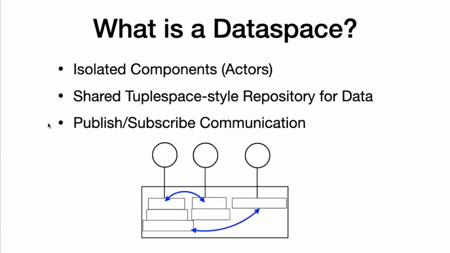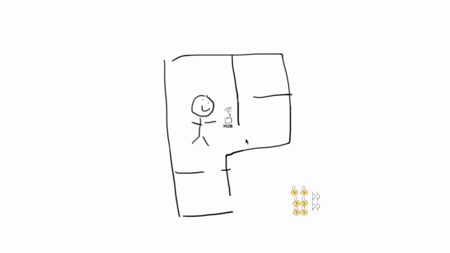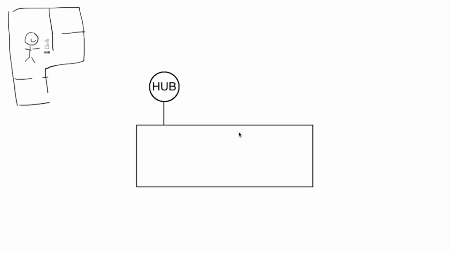I'm going to imagine setting up a smart home lighting system in my apartment. Here I am with the components I need: a central control hub, networked lights, and presence sensors. The first thing I do is plug in the controller, which has a dataspace program running inside it. Here's a graphical depiction of that program. At the moment, there's a single actor representing the control system itself.